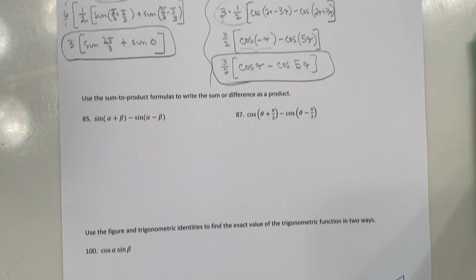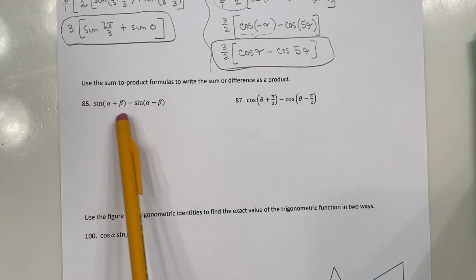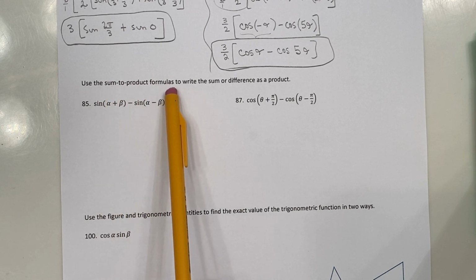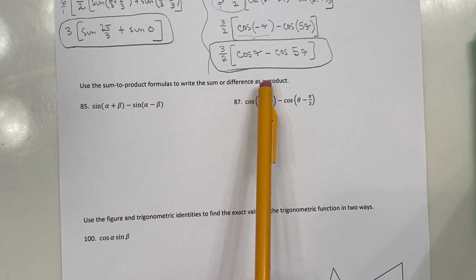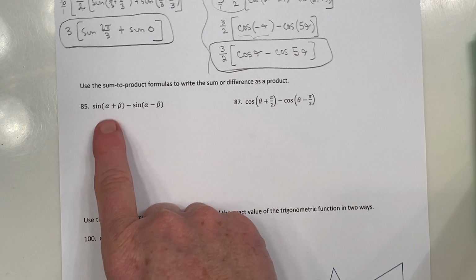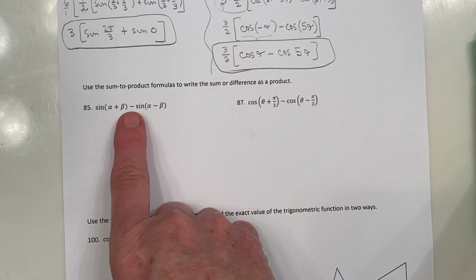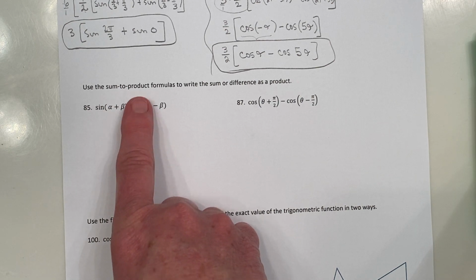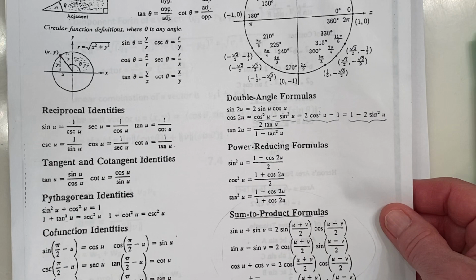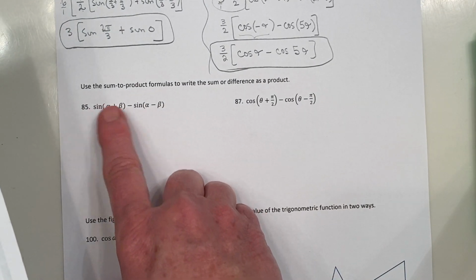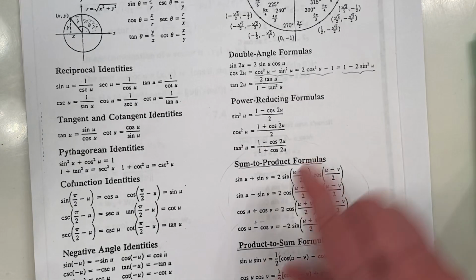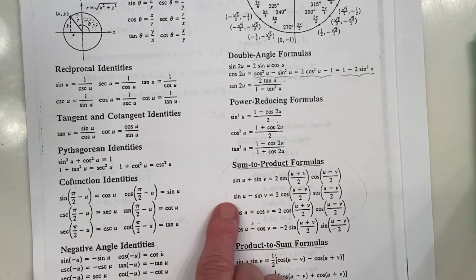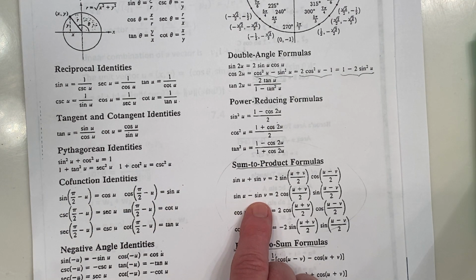All right, let's go the other way for these next 2 examples. Let's use the sum or difference to product formulas to write the sum or difference as a product. Okay, problem 85. So this is a difference, and we want to go back to a product. So we're using the sum to product formulas. So I've got 2 sine functions with a minus. So that would be the second formula here.